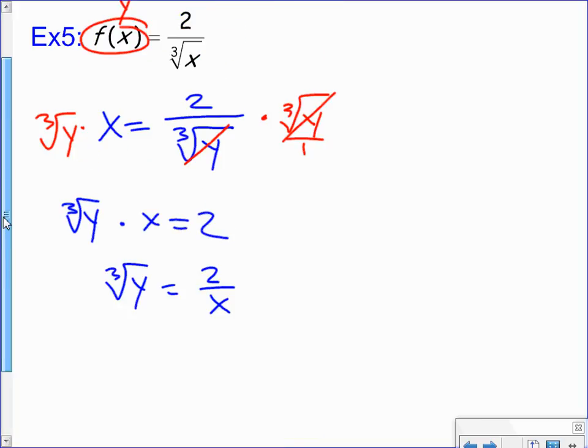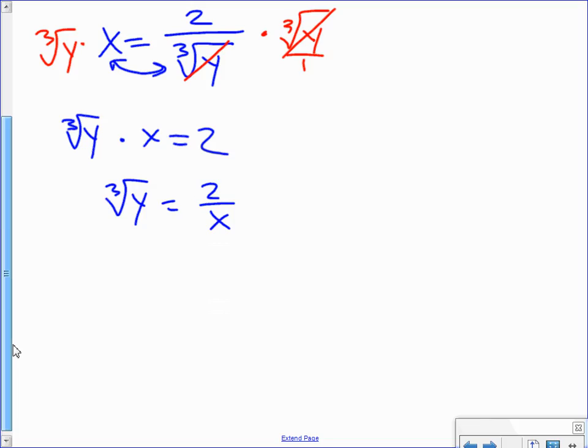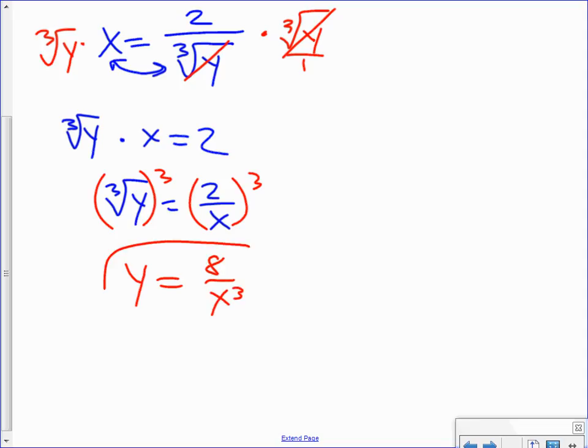Which, as you do that, do you see that all you do is switch places with the x and the cube root of y? Like cross multiply and stuff? No? Okay, never mind. Here we go. You see it? Yeah. All right. Cube everything. Cubey, cubey, cubey, cubey. Y is equal to 8 over x cubed.